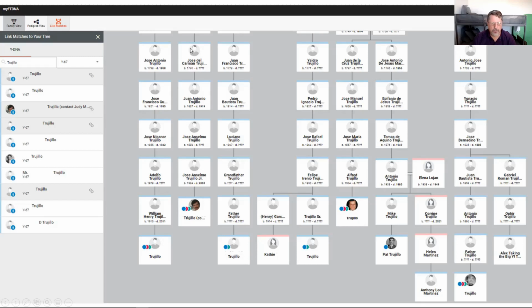And then when I was entering it into my tree, when it was time for him, I just grabbed him, dragged it, and dropped it on top of this, and bam. And so now I have the Trujillo matches along with the genealogy. So how is that going to help me with research?